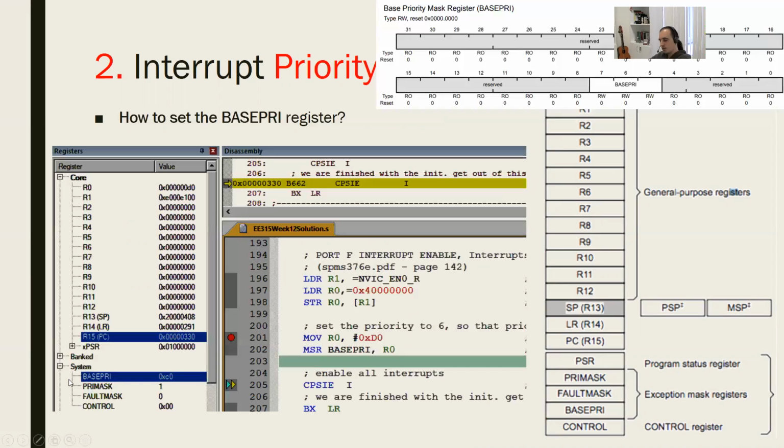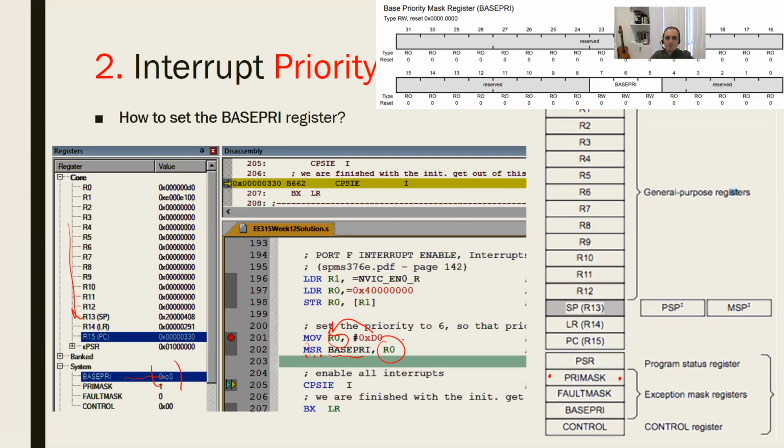Okay. We still have time. We can still explain these. So how to set the priority levels? Actually, the base pri, as you can see here, is a special function register, and you can see the base pri value in Keil here. How to change the base pri register? Actually, with the MSR instruction, move to special register: base pri will be set to the value of R0. If I have a value in R0, it will be set.